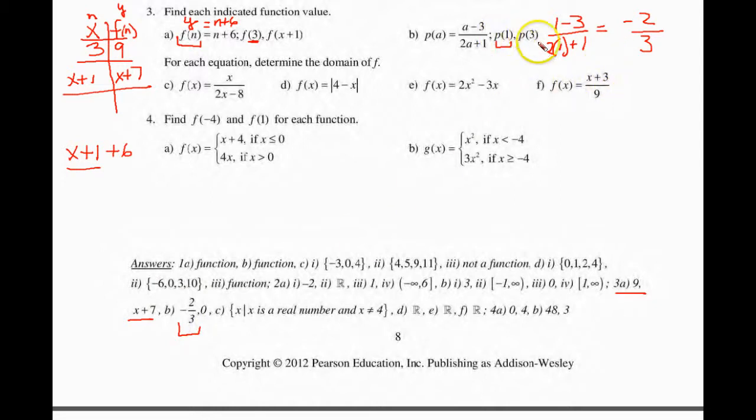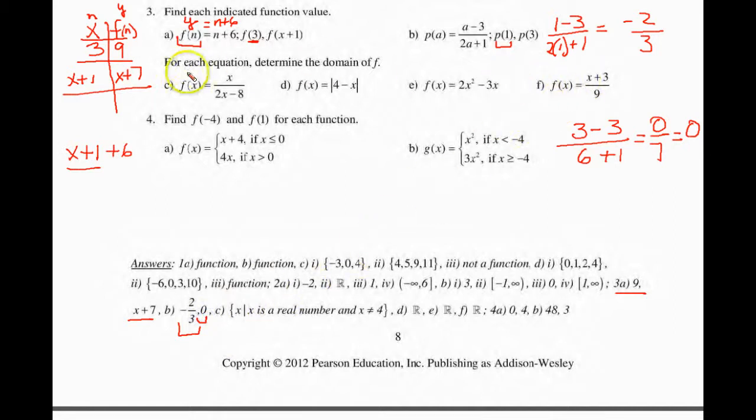And now we'll do the next one. We're going to put a 3 there. So this is 3 minus 3 over 2 times 3 is 6 plus 1. We have a 0 over 7. And 0 divided by anything other than 0 is 0. So that's where they get that 0 right there.